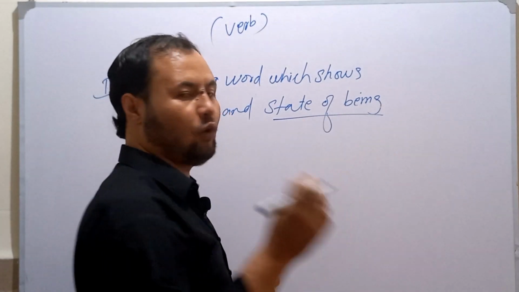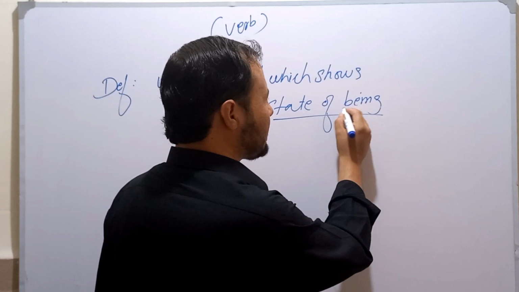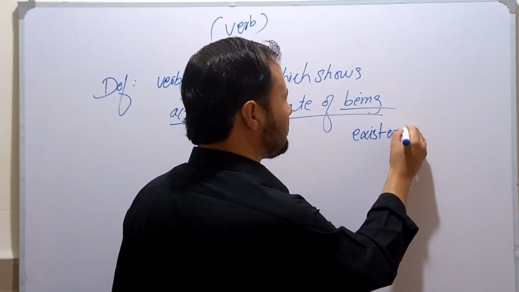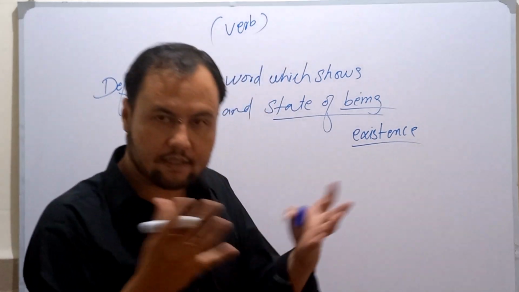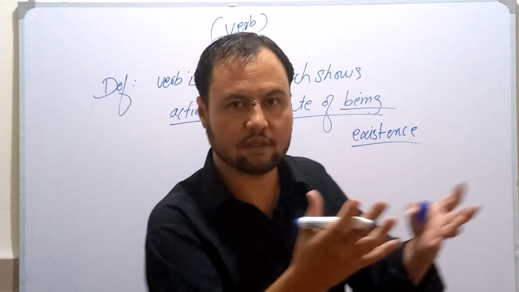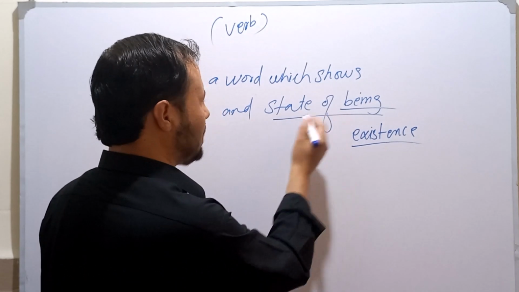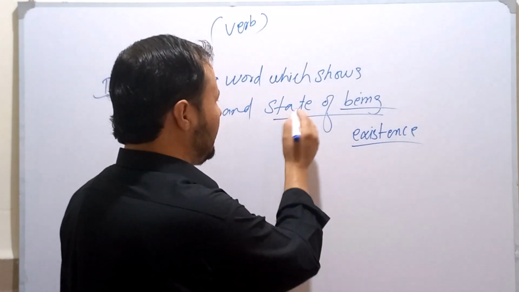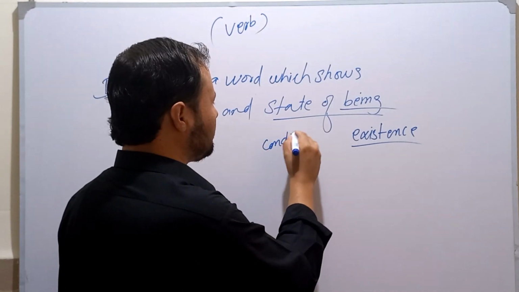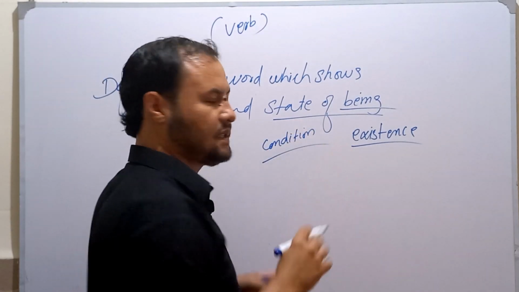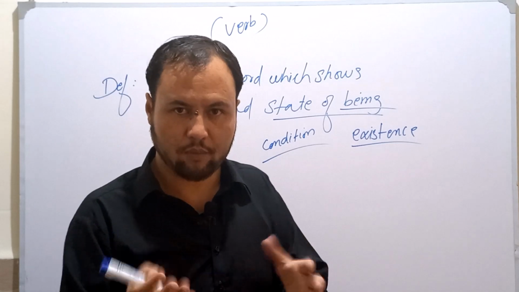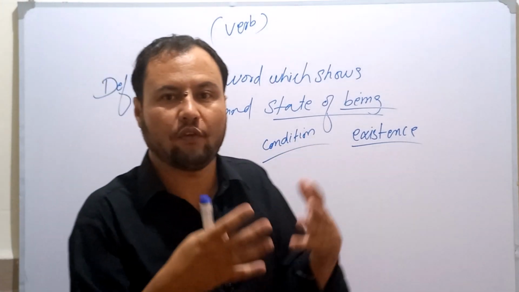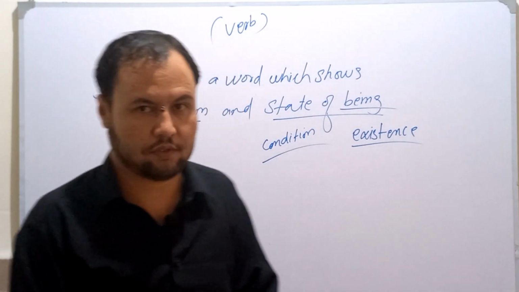A state of being, what is the meaning of state of being? Now, being itself, the meaning is existence. Existence of something. It shows the existence of something. A state, you know, one territory is also called a state, and state also means condition. Here, as a condition, we take the meaning. So verb is a word which shows action and state of being. It means the existence of any condition it shows.